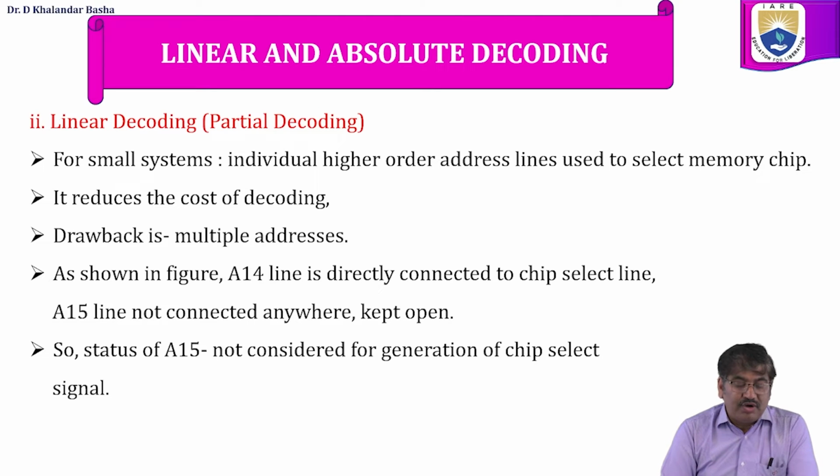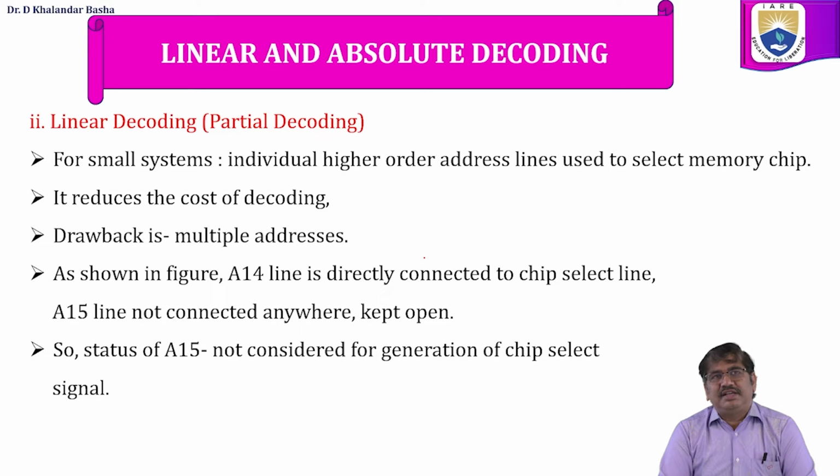The next kind of decoding mechanism is linear decoding, which we can also call partial decoding. This is mainly used for small systems with small memory size. Individual higher order address lines are used to select the memory chip. It reduces the cost of decoding. The drawback of linear decoding is multiple addresses. As shown in the figure in the next slide, the A14 line is directly connected to the chip select line. A15 is not used, so the status of A15 is not considered to generate the chip select signal.